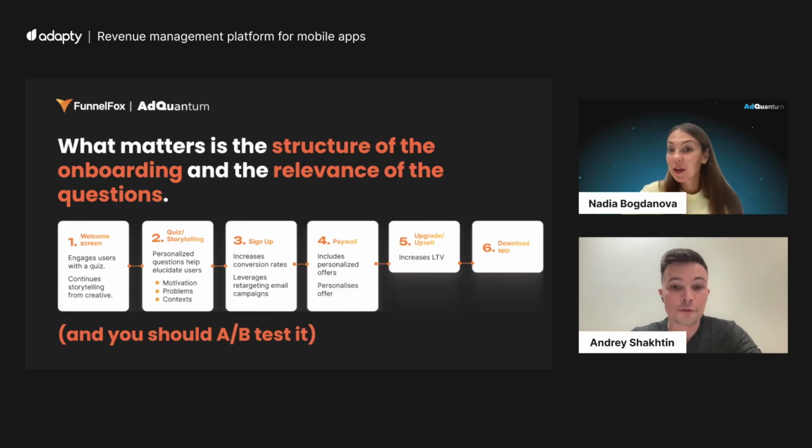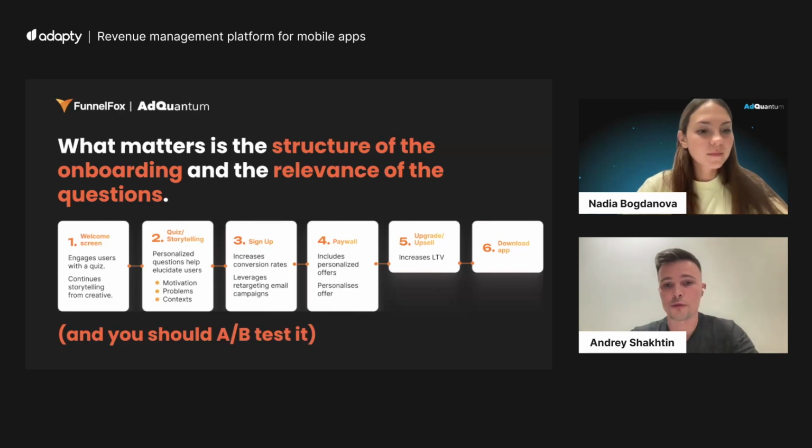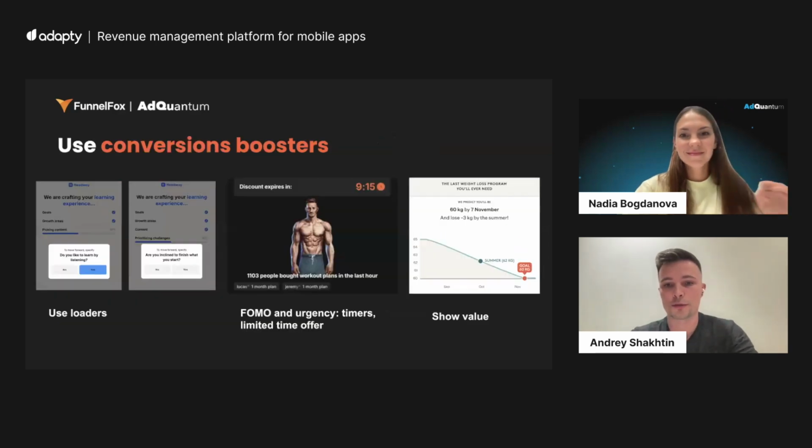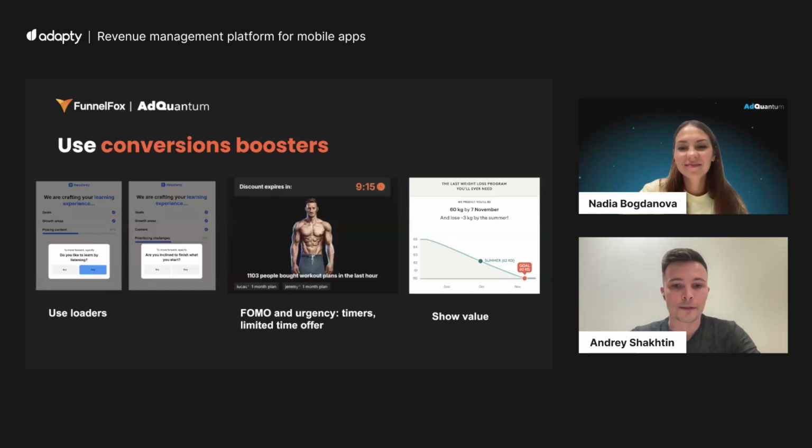And after the paywall, after purchasing the main subscription, you can also upsell an additional product. It could be, for example, a workout plan and whatever. We'll have examples on the next slides. And after all purchases, you need to redirect the user to download the app.